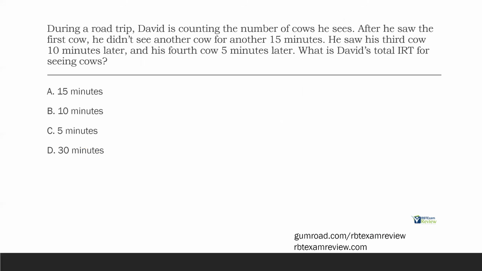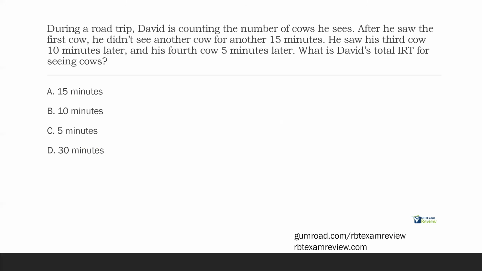During a road trip, David is counting the number of cows he sees. After he saw the first cow, he didn't see another cow for another 15 minutes. He saw his third cow 10 minutes later and his fourth cow 5 minutes later. What is David's total IRT for seeing cows?